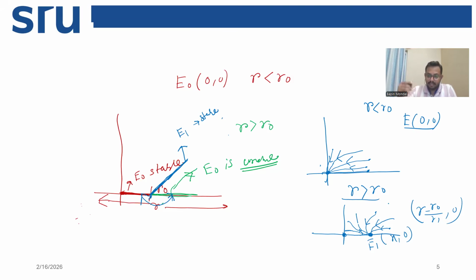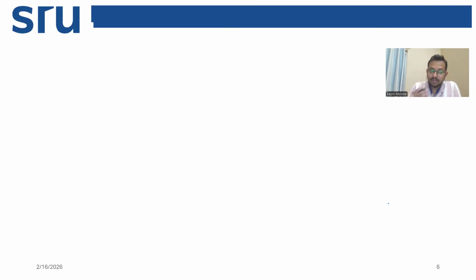Now we check how to prove this transcritical bifurcation theoretically using the Sotomayor theorem. Before using the Sotomayor theorem, we note that we need three conditions.